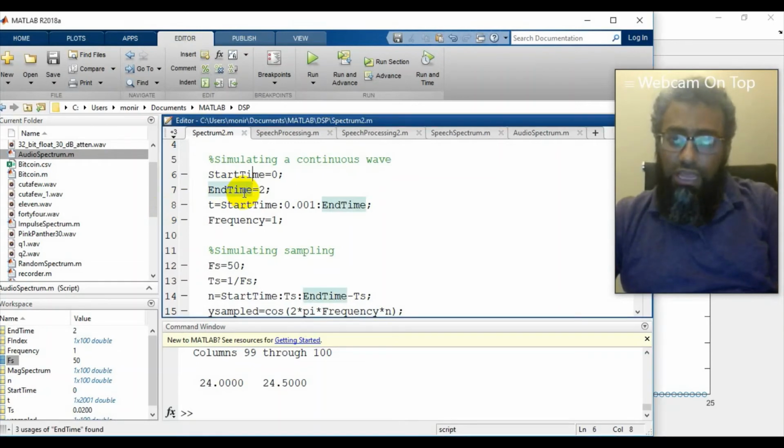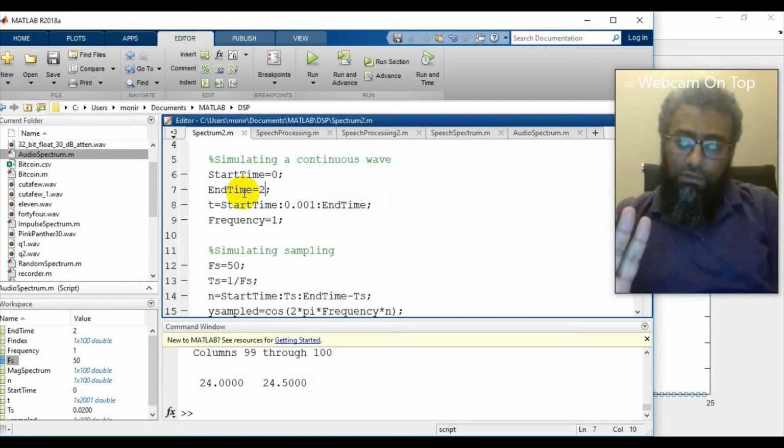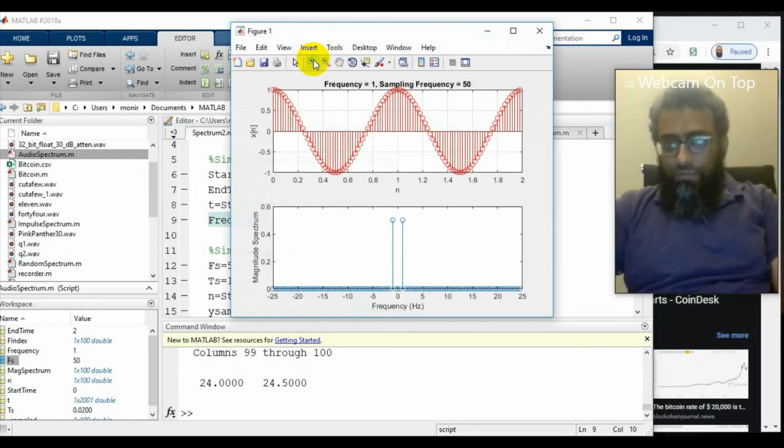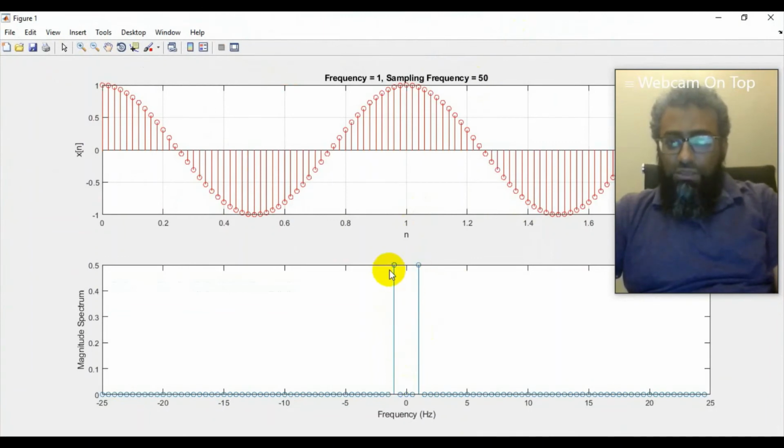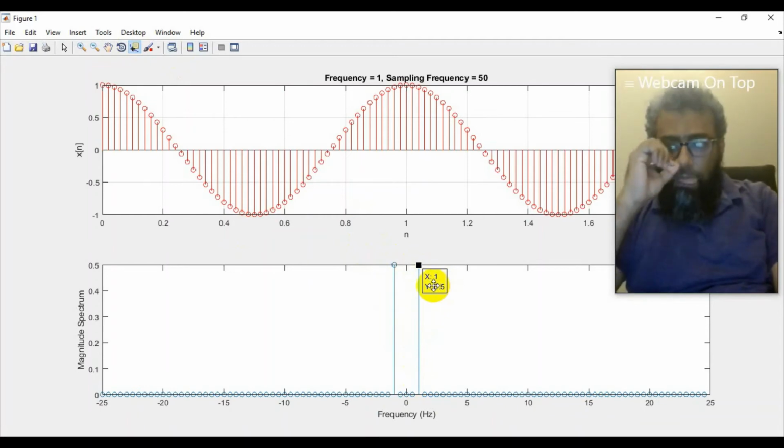Okay, so now we are analyzing the same signal. The only thing we have done here is we have made the observation time 2 seconds, that is, we are recording the same signal for 2 seconds. The frequency of the signal is 1 hertz. So let's run it. We can see here 2 complete cycles in 2 seconds, and we can see here 2 peaks, one each with magnitude 0.5, and if we see here, the value of x-axis is 1. That is, the frequency is 1 and the magnitude of that frequency is 0.5.